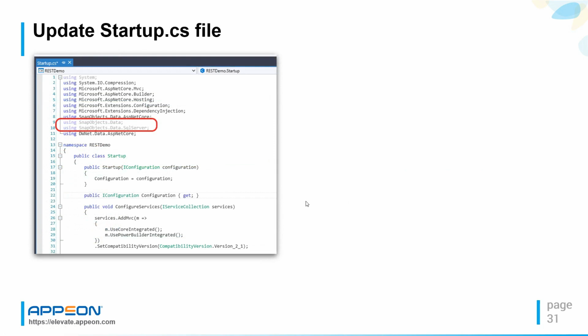So now we're going to go back to the startup CS file, and we could have done this actually before we exported the data model. This actually has to do with registering the data context. So I'm going into the startup CS file. I'm going to add a couple using clauses. This is for Snap Objects. That's the open source library that Appeon provides with the C# IDE.